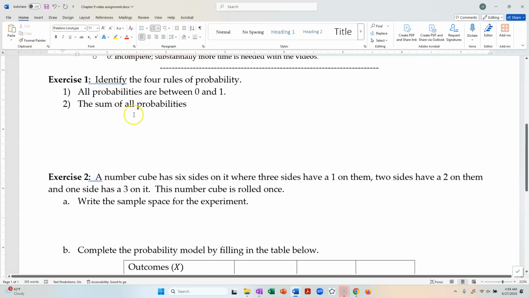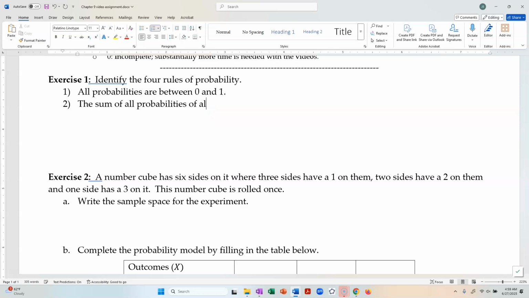The sum of the probabilities of all events in a sample space must be 1. So if you're considering what's the chance that it rains, what's the chance that it snows, what's the chance that it's sunny outside, what's the chance that it's cloudy outside. If you look at all the different possibilities for the weather for a certain geographical area, all those probabilities must always add to 1.